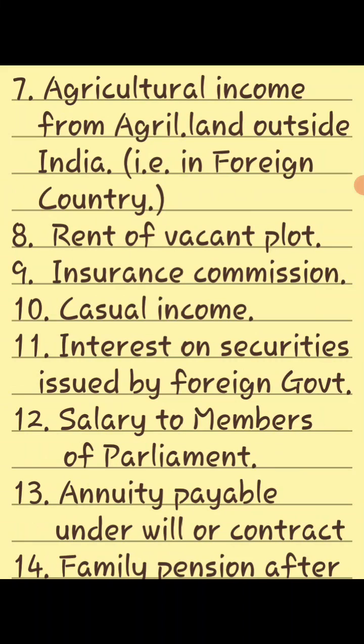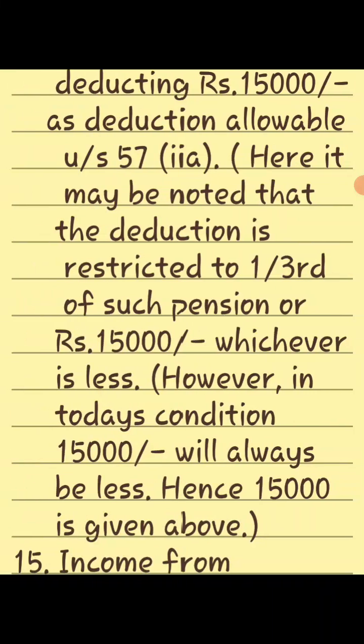11. Interest on securities issued by foreign government. 12. Salary to members of parliament. 13. Annuity payable under will or contract. 14. Family pension, after deducting Rs 15,000 as deduction allowable under section 57(2)(a). Here, it may be noted that the deduction is restricted to one-third of such pension or 15,000 rupees, whichever is less. However, in today's condition, 15,000 will always be less. Hence, 15,000 is given above.